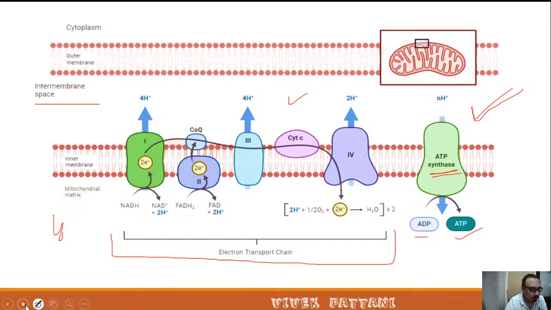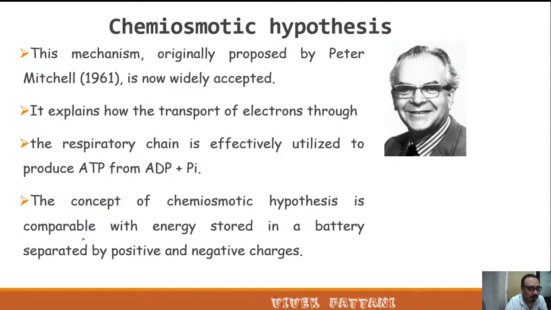The theory of chemiosmosis, also known as the chemiosmotic hypothesis, was originally given by the scientist Peter Mitchell, and is now one of the widely accepted theories in generation of ATP. The respiratory chain is effectively utilized to produce ATP from ADP, and the chemiosmotic hypothesis is comparable with the energy stored in a battery separated by positive and negative charges.